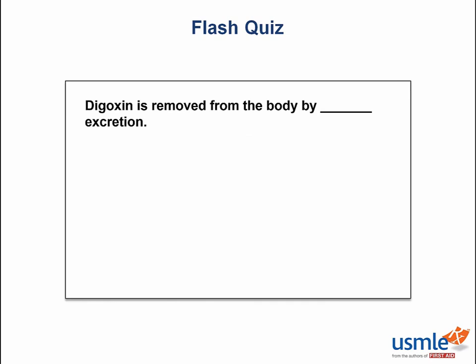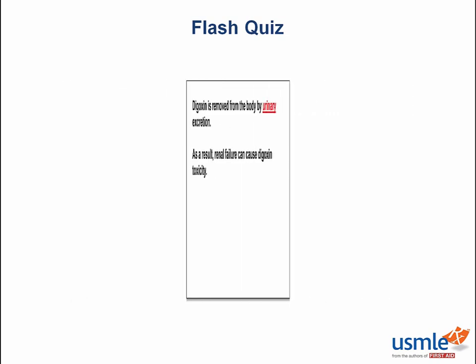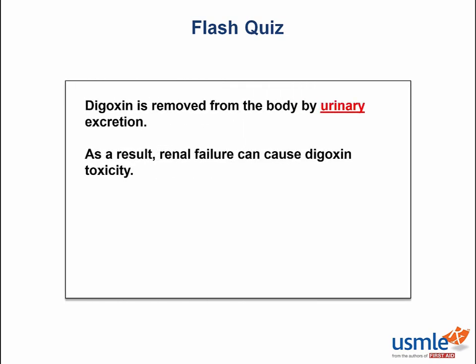Okay, so you have to know this digoxin stuff, so let's reinforce it with a flash quiz. Digoxin is removed from the body by blank excretion. This is a straightforward question, and so is the answer. We need to know that digoxin is cleared into the urine by the kidneys.